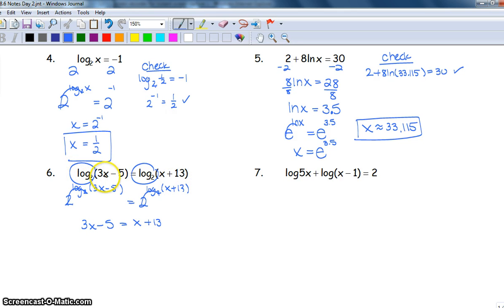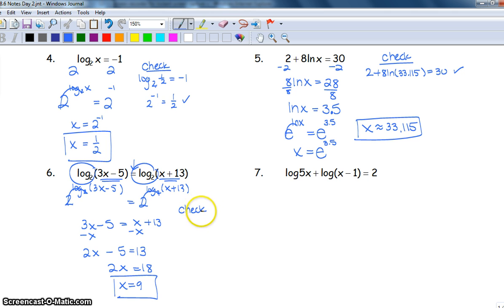The log base 2 of 5 is not the same as log base 2 of 4 or 3. So these numbers must be the same in order for the equations to be equal to each other. And that way you can skip that middle step and go directly to saying 3x minus 5 equals x plus 13. Move the x over. 2x minus 5 is equal to 13. Add 5. Divide by 2, and we find that x is equal to 9.